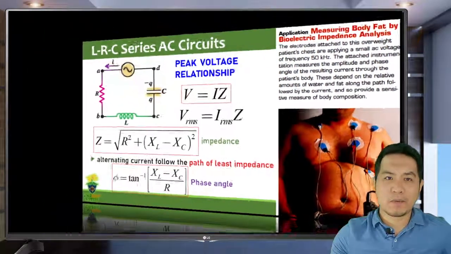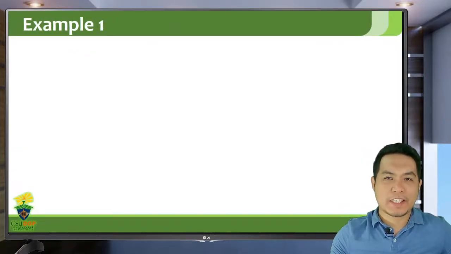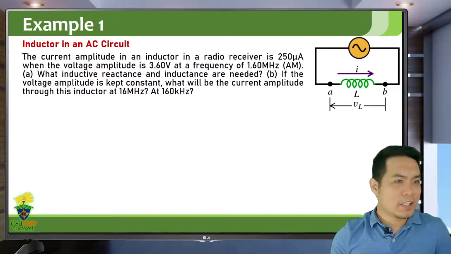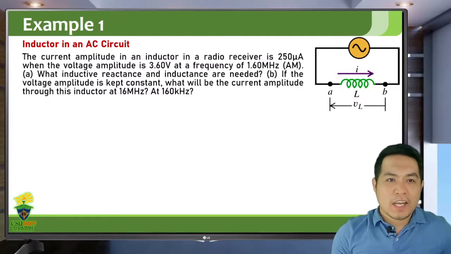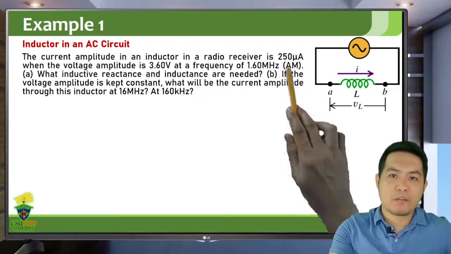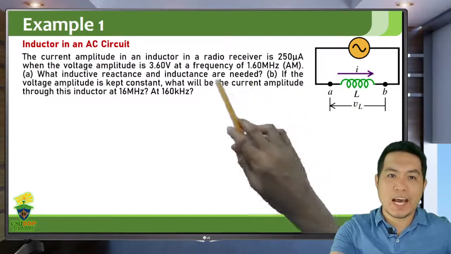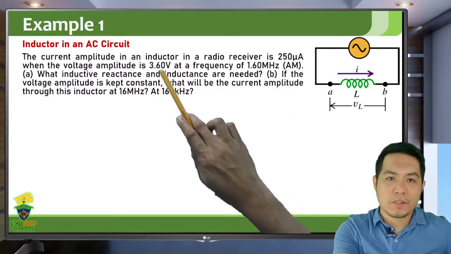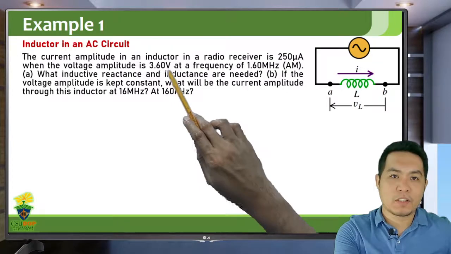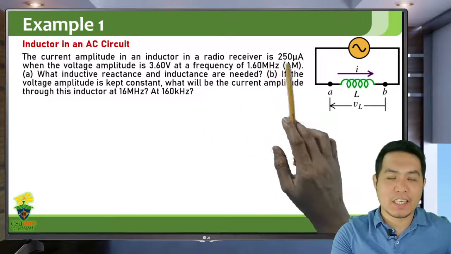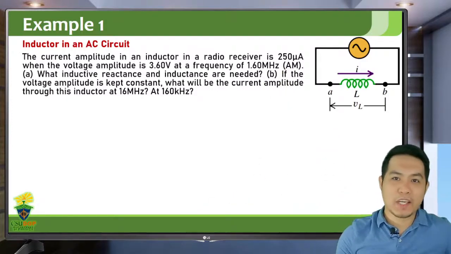Okay, so let's now have some examples on resistance versus reactance. We have an inductor in an AC circuit. The maximum current in an inductor in a radio receiver is 250 microamperes. This is I, the maximum current. The voltage amplitude, the maximum voltage, is 3.60 volts at a frequency of 1.60 megahertz. This is in the AM, amplitude modulation, frequency range.